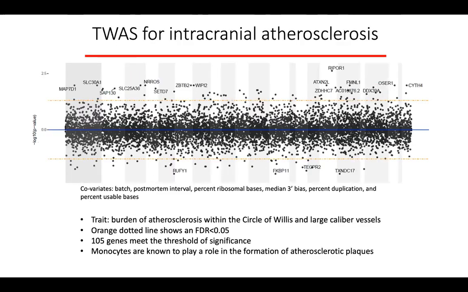Alzheimer-related traits. However, there are associations to other traits, most prominently to intracranial atherosclerosis, which is shown here. And here again, you see a large number of genes, over 100, that are associated with the extent of atherosclerosis in the intracranial circulation. This makes sense since monocytes and macrophages are well known to participate in the accumulation of atherosclerotic plaque.